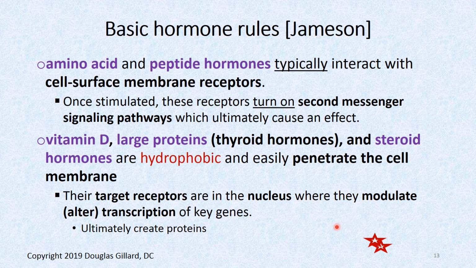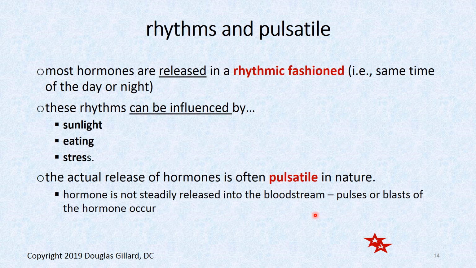Now, vitamin D and other large protein and steroid hormones are super hydrophobic. They don't like water, but the lipid bilayer of a cell is hydrophobic. So they can easily penetrate right through that cell membrane, and they don't need a surface receptor. Their receptors are on the nucleus, on the nuclear membrane. All right, simple concept.